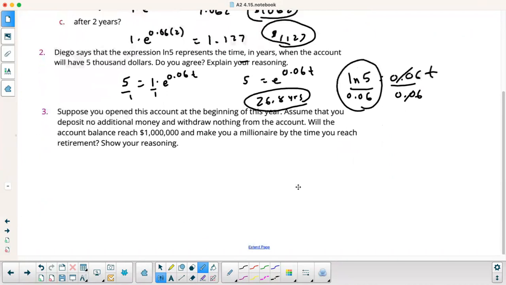Suppose you open this account at the beginning of this year. Assume that you deposit no additional money and withdraw nothing from your account. Will the account balance reach $1 million and make you a millionaire by the time you reach retirement? Show your reasoning. So I guess this question is kind of interesting because everybody's gonna have different numbers. So I guess when do you retire? Let's say you retire at 65. I don't know.